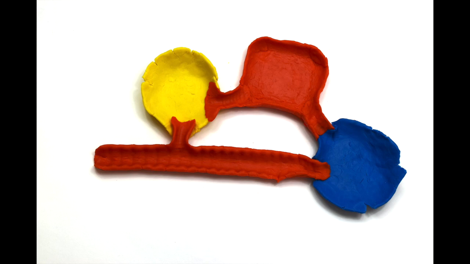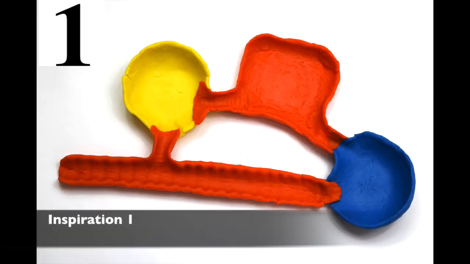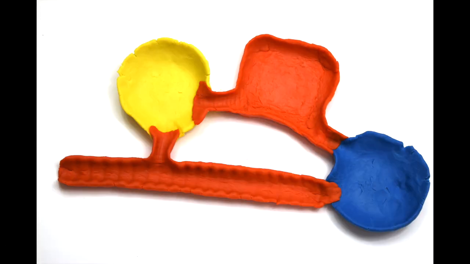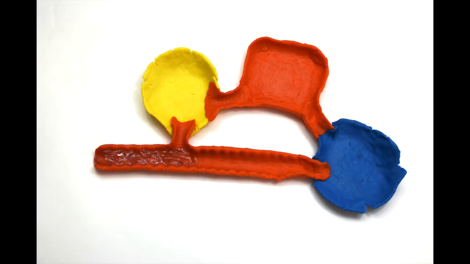Now let's take a look at the respiratory cycle that takes place in the avian system, which can be summarised in 4 stages. First is inspiration 1. Anterior and posterior air sacs both expand, increasing the volume of the air sacs and decreasing the internal pressure.